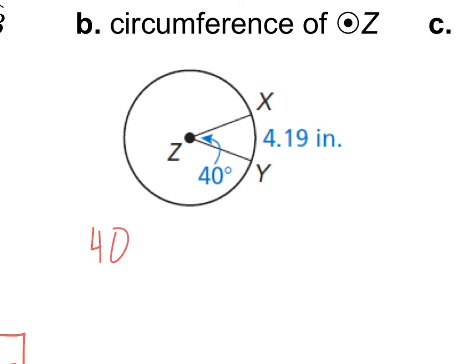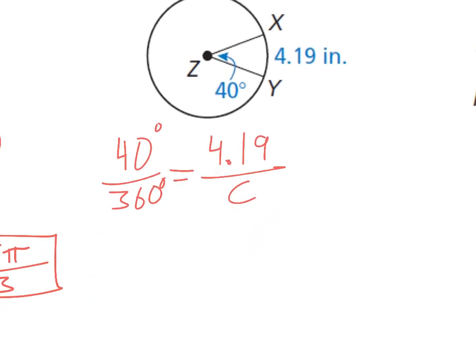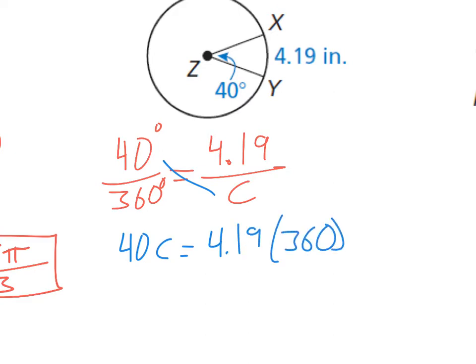This is 40 out of 360 equals the arc length, 4.19, over the whole circumference. So this is part to the whole, those are degrees, equals part to the whole. All right, so in this case, doing this proportion is a nice way to go. So if we cross multiply, we have 40c equals 4.19 times 360. And if we divide it by 40, we'll get our final answer here.